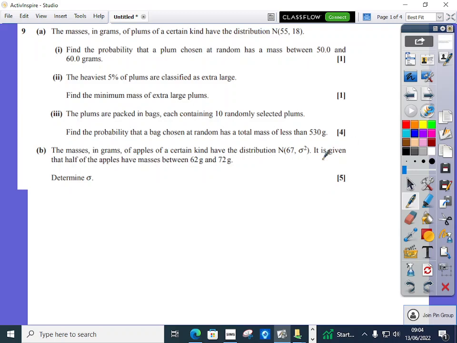Okay, let's have a quick read of this question. The masses in grams of plums in a certain kind of distribution is that. Find the probability that the plum chosen at random has a mass between 50 grams and 60 grams.